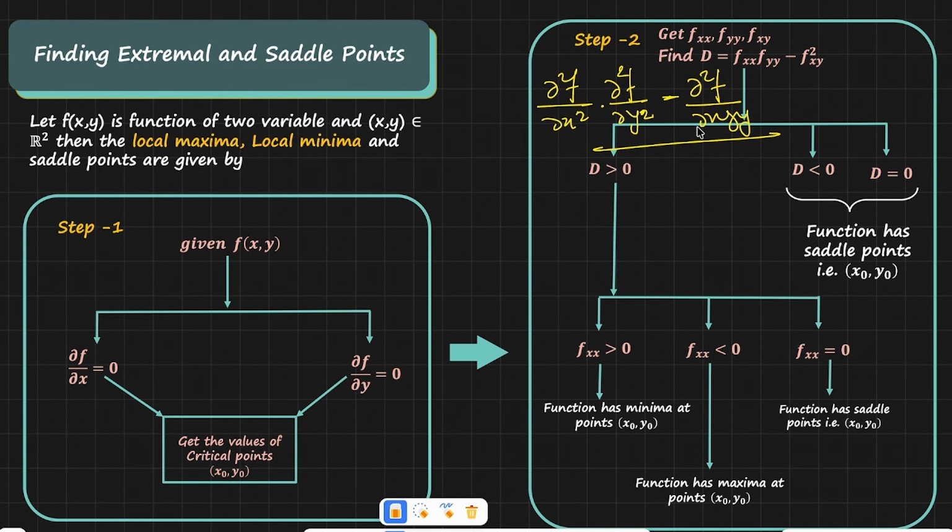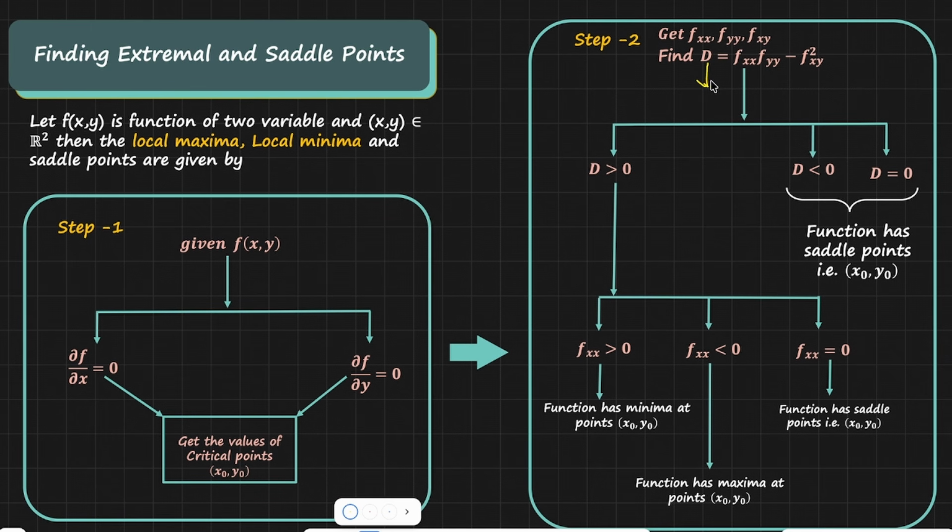Now you find out the value of D at x naught, y naught, the critical point. At the critical point there are three cases: D is greater than 0, D is less than 0, D is equal to 0. Of these three cases, look for only D greater than 0 while finding out the minima and maxima. If D is not greater than 0, let's say if it is negative or if it is 0, then simply say the function has a saddle point. It means whatever critical point you got, these are saddle points, neither minima nor maxima.